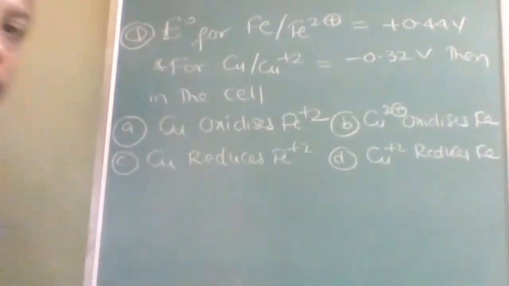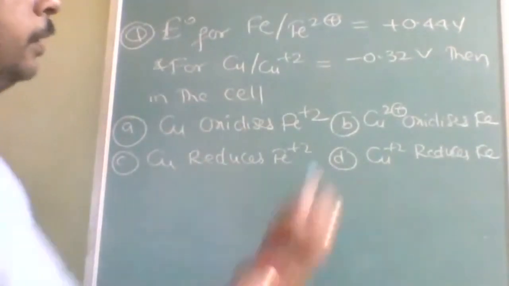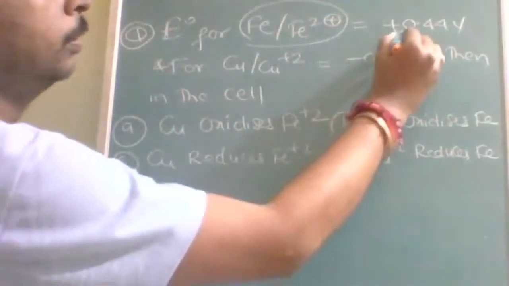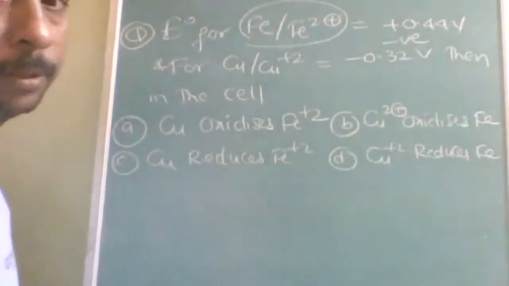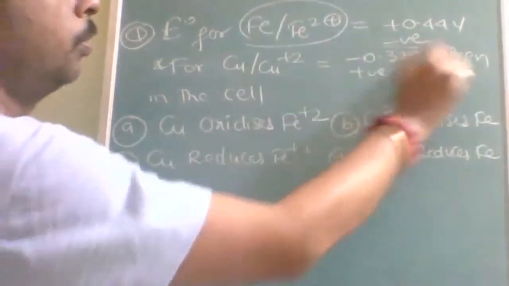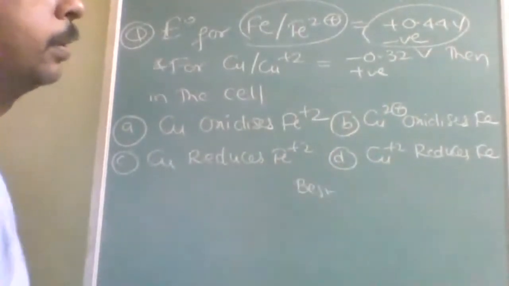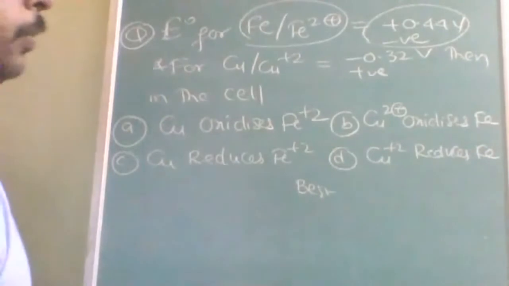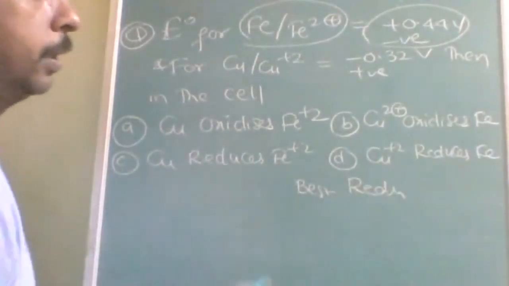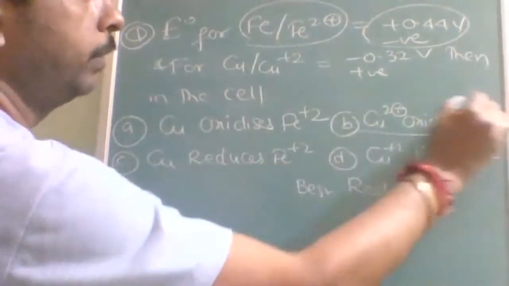I will tell you the direct technique and official procedure. See here, the trap is that oxidation potential is given. So the reduction potential will be negative here and positive here. The more negative reduction potential will be the best reducing agent, and the other will be the best oxidizing agent. So what will the answer be?